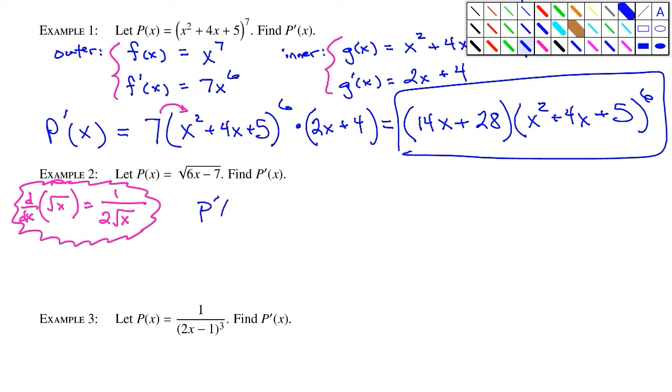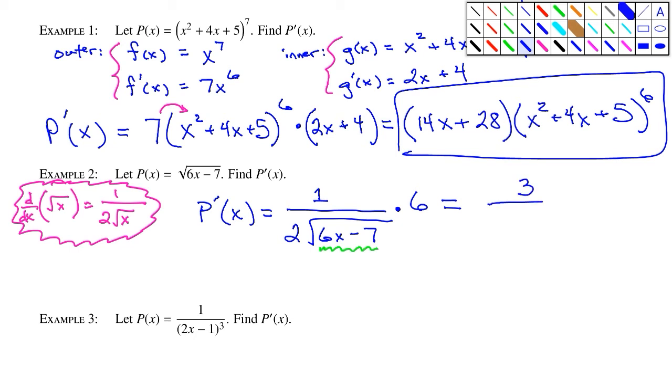So p prime of x is equal to the derivative of the outer function. The outer function is the square root function, and that derivative is 1 over 2 times the square root of, and instead of x, the inside now is 6x minus 7, times the derivative of this inside. The derivative of the inside is just 6. And when we simplify, 6 divided by 2 is 3. So it's 3 divided by the square root of 6x minus 7.